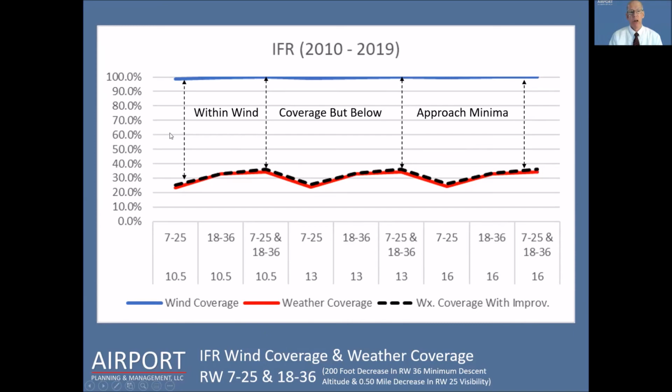And third, you may have a desire to improve the weather coverage up to 60%. Keep doing the what ifs until you get your curve up here to 60%. That would tell you precisely the amount of decrease in visibility and decrease in minimum descent altitude that you need to reach your goal.